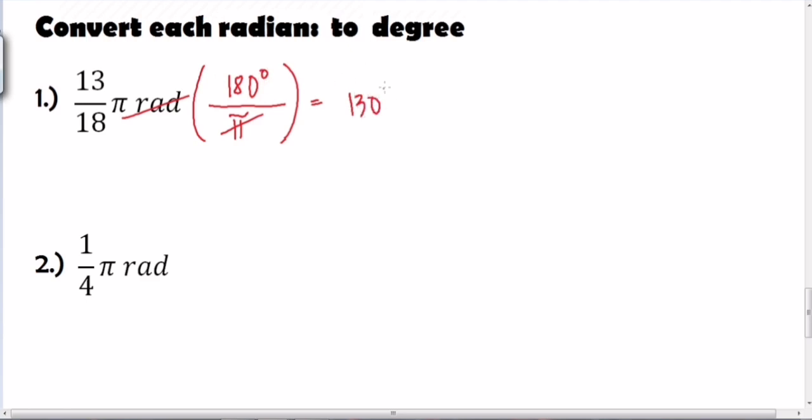Kasi may degrees na tayo. So, the answer is 130 degrees. So, ibig sabihin, ang katumbas ni 13 over 18 pi rad sa degrees ay 130 degrees.